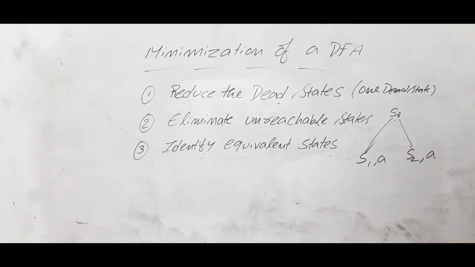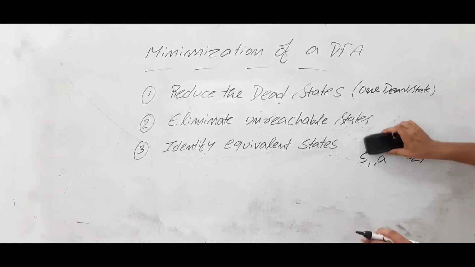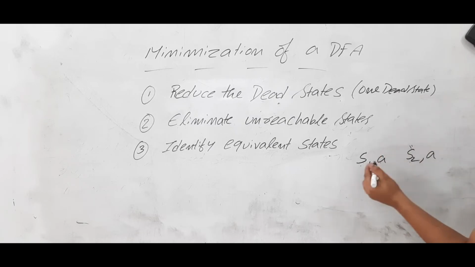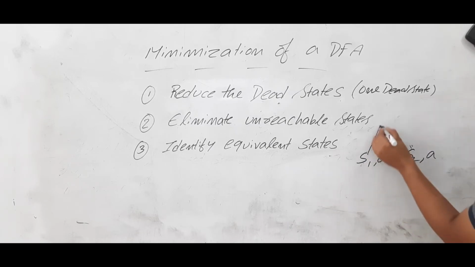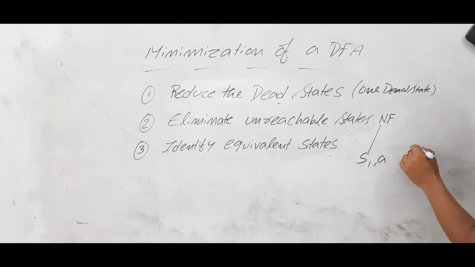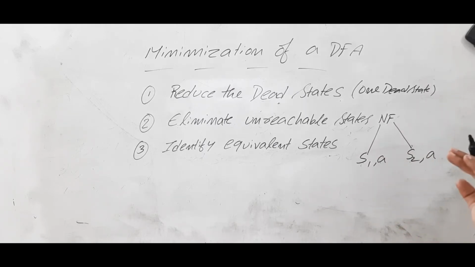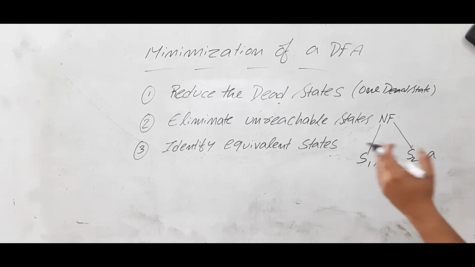But that is not correct. The correct one is that you have final states and non-final states. So if state 1 on A is going to some non-final state, state 2 on A also should go to some non-final state. Then we will call state 1 and state 2 equivalent. What kind of equivalence, whether 0-equivalent or 1-equivalent, all these things we will discuss later.